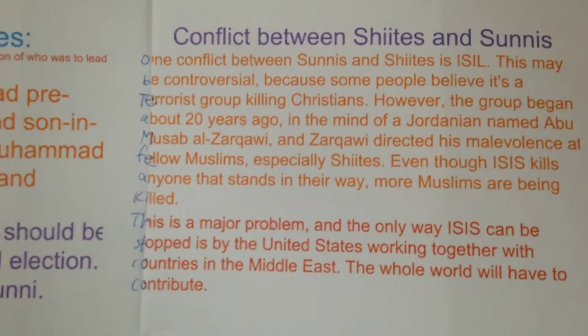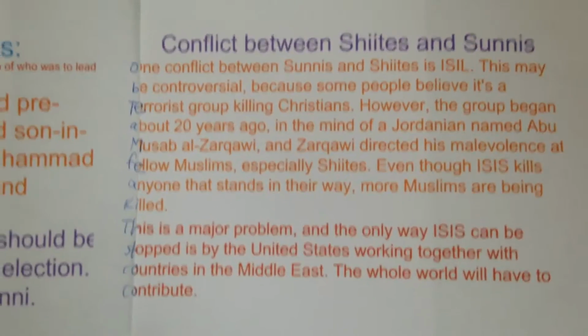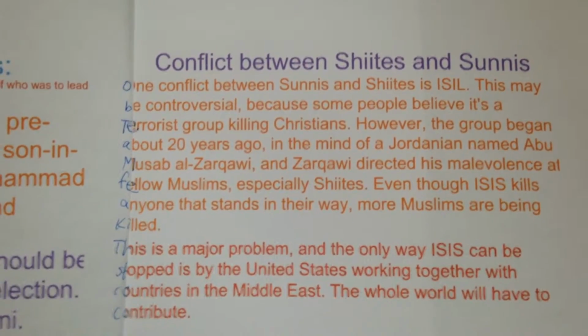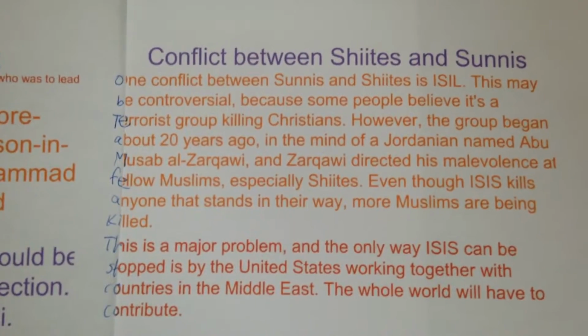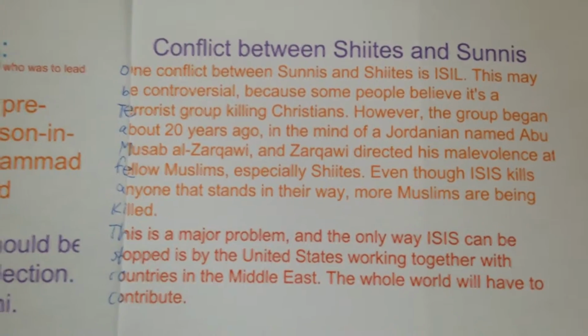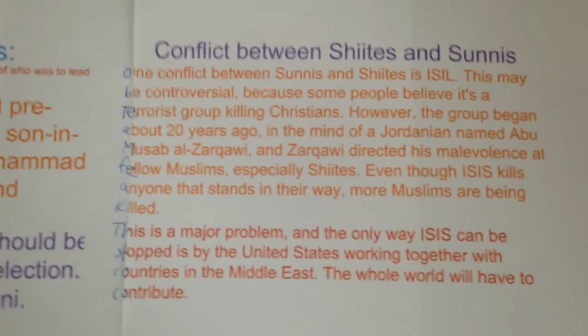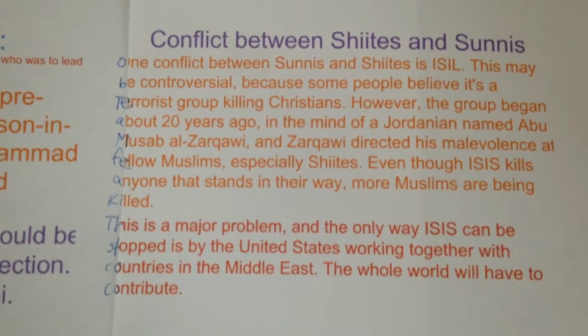Conflict between Shiites and Sunnis. One conflict between Sunnis and Shiites is ISIL. This may be controversial because some people believe it's a terrorist group killing Christians. However, the group began about 20 years ago in the mind of a Jordanian named Abu Musab al-Zarqawi, and Zarqawi directed his malevolence at fellow Muslims, especially Shiites.